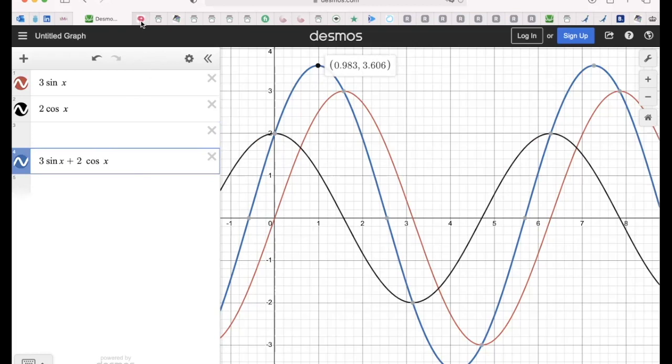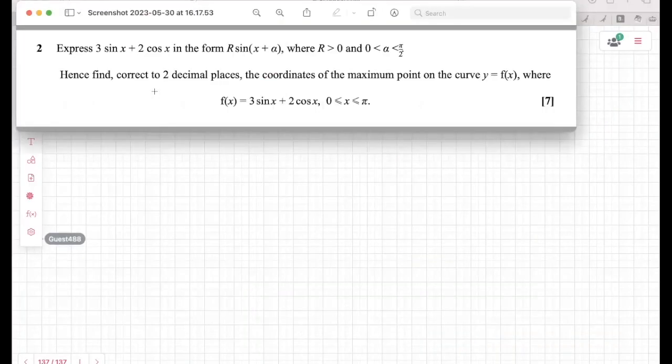So let's go back to our question and have a look at it. We've got: express 3 sine x plus 2 cos x in the form r sine x plus alpha, and we use radians, and we want alpha to be between 0 and pi by 2. And we'll come to the second part in a minute. So first of all, let's look at how to calculate that. 3 sine x plus 2 cos x. Let's put it in the form r sine x plus alpha.